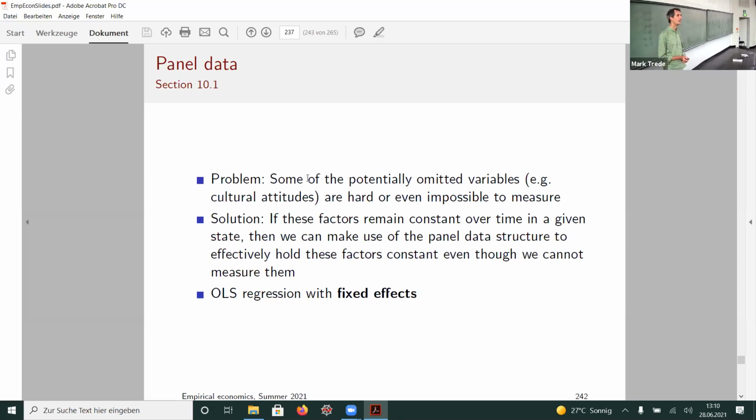Yes, you could ask the people, what's your cultural attitude? But it's really hard to measure, I think. At least it's probably much harder to measure than, say, the traffic accidents or the beer tax. In any case, on what scale are you going to measure the cultural attitudes? Is it just nominal, so yes and no, or more on a scale from 1 to 10?